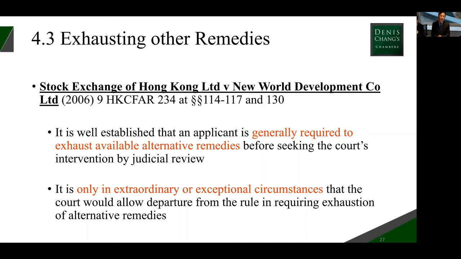So the general principle is this, as laid down by the Court of Final Appeal as early as 2006. The CFA held it is well established that an applicant is generally required to exhaust all available alternative remedies before seeking the court's intervention by way of judicial review. It is only in extraordinary or exceptional situations that the court will allow departure from these rules. It's quite difficult to ask for relaxations.